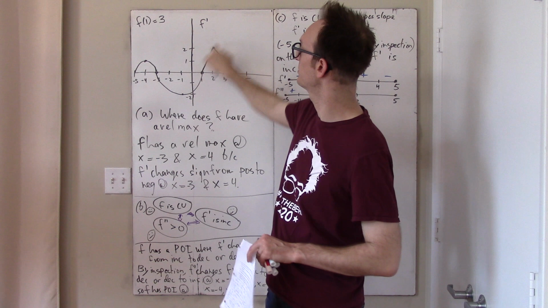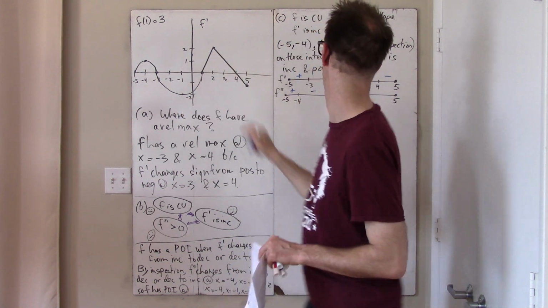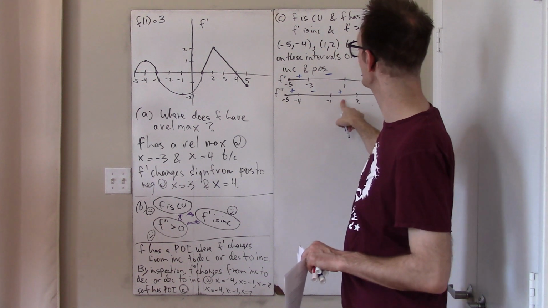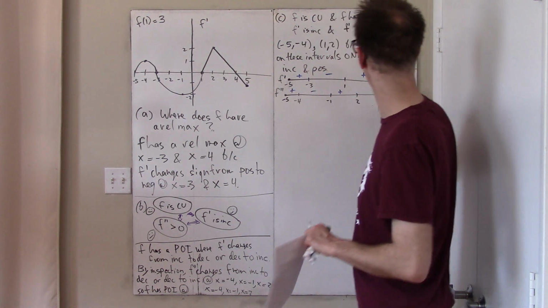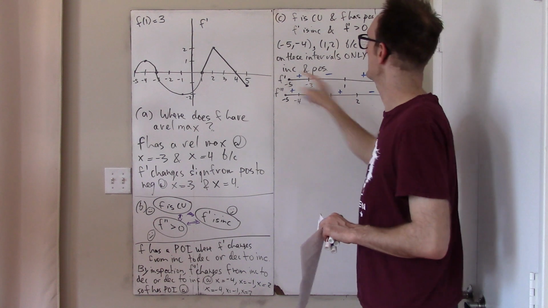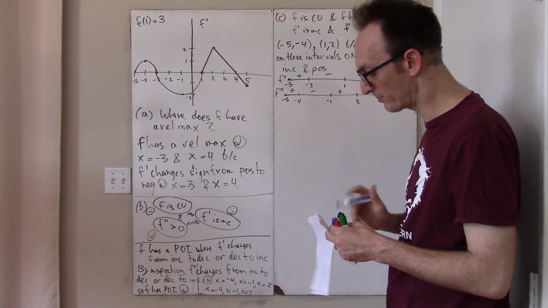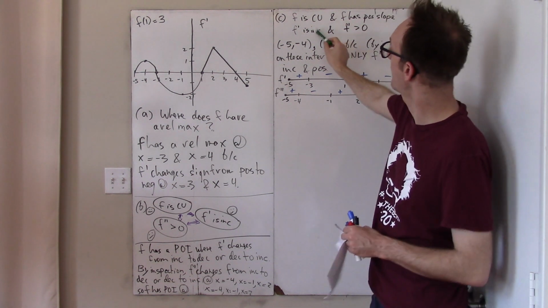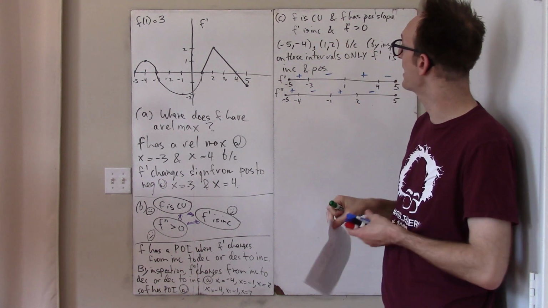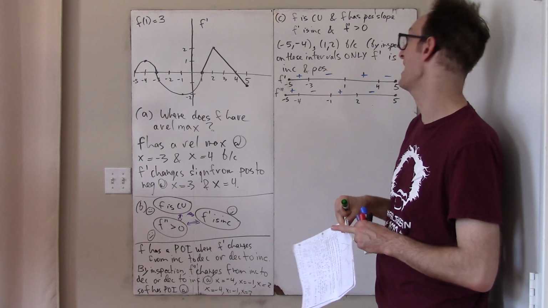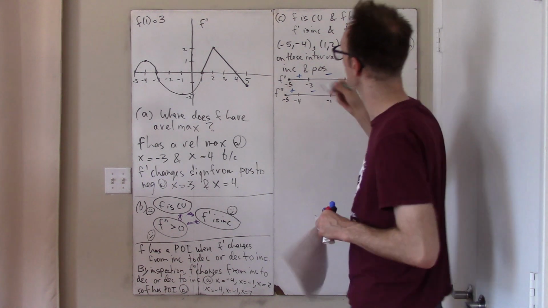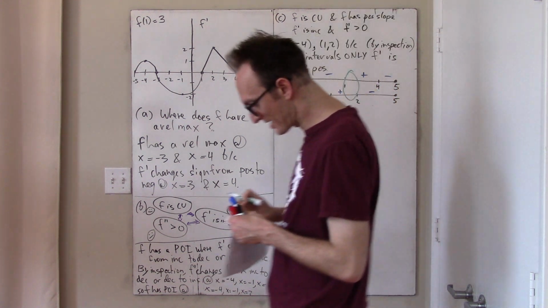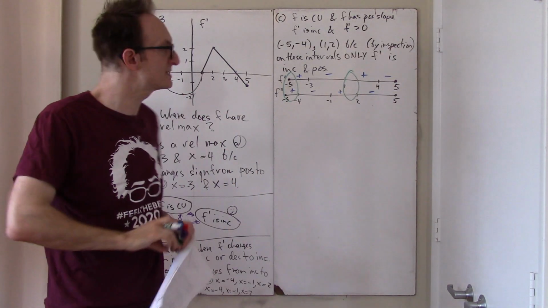Then f prime is increasing from -1 to 2, so f double prime will be positive, and then from 2 to 5 f double prime is negative because f prime is decreasing. So if this helps you at all, so be it, because what were we looking for? Places where f prime is positive and f double prime is positive, and so the answer is this and this.